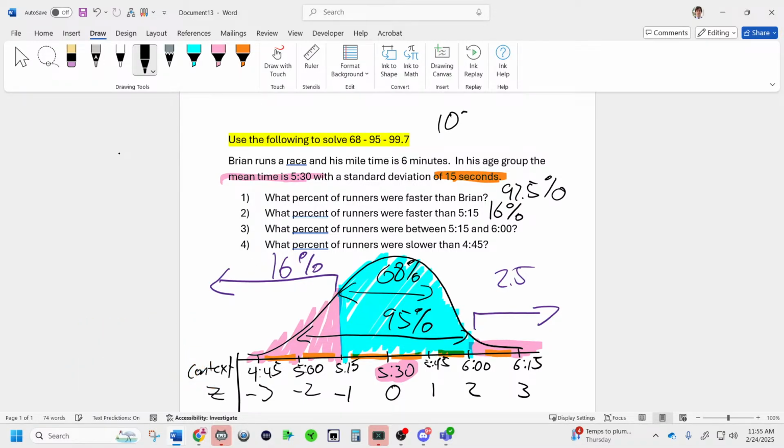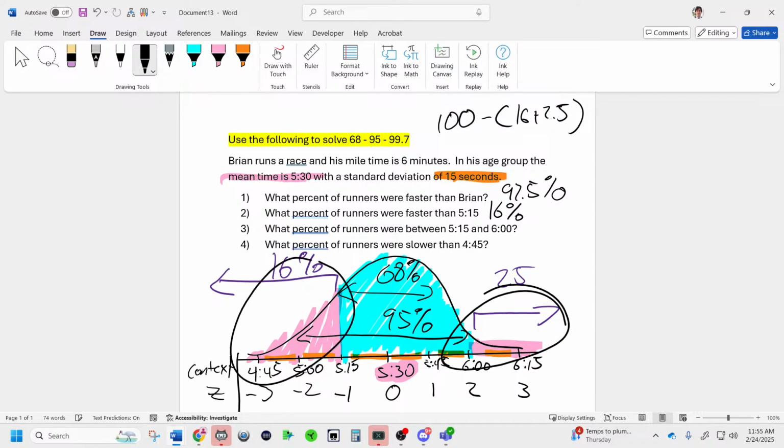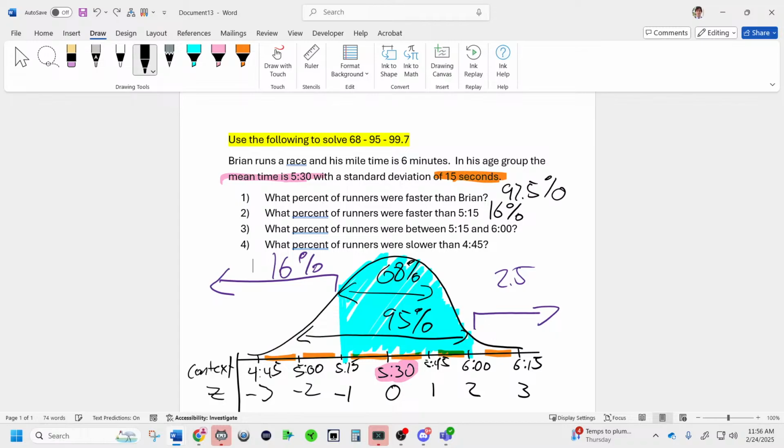I was thinking of 100 minus 16 minus 2.5, or you could actually add those. So you could say we don't want this area out of 100. Does that make sense? So there's so many solves for this one. That might be one of the tougher ones. Tell me if you don't see it, but lots of different solves.